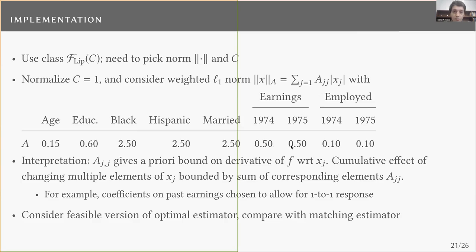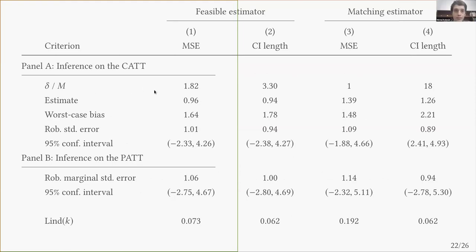The coefficients associated with earnings are chosen to allow for a one-to-one earnings response. So if I change your past earnings in both 1974 and 1975 by X units, your income today is allowed to increase by at most X units on average as well. All of the action is through this choice of these weights A. And then what we're gonna do is vary the Lipschitz smoothness constant C to make these bounds tighter or less tight, and to see how the results are going to change. So here are the main results.